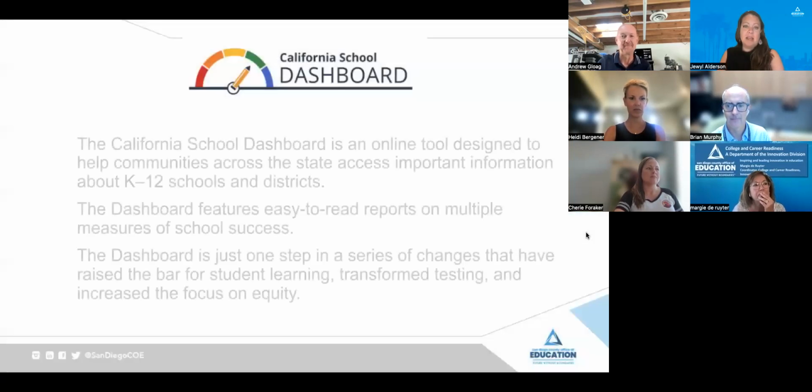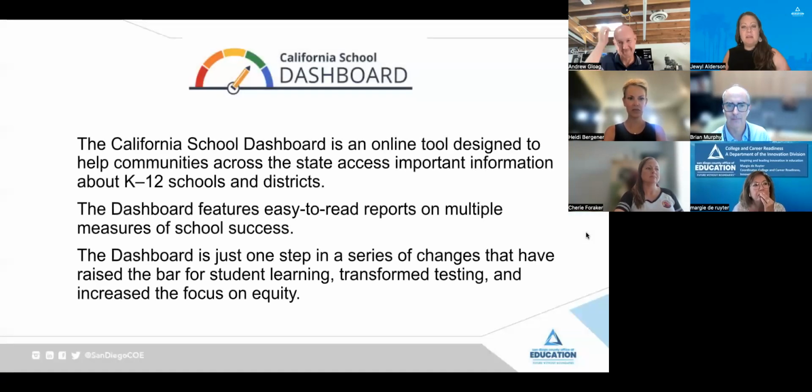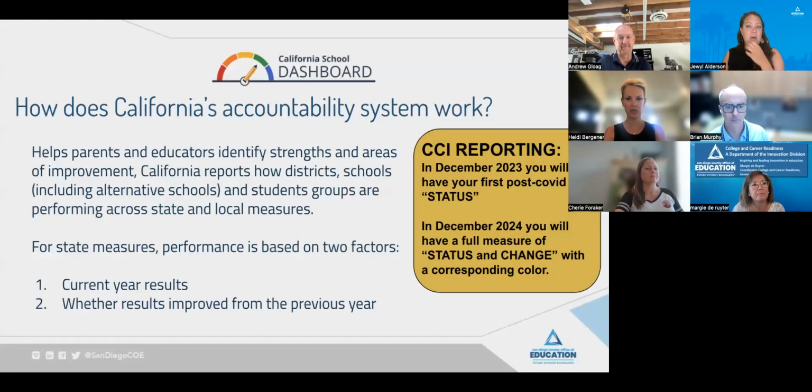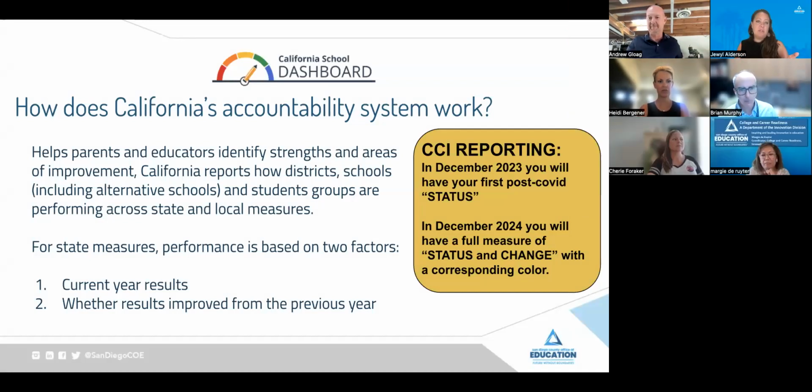Let's just really quickly look at what the dashboard is overall. Obviously, it's an online tool, and this is really a public-facing way that we have accountability, not just for our schools, but for the plans that we make for our schools, right? It's actually aligned to your LCAP, and it helps parents and educators and communities understand better what students are accomplishing in their schools.